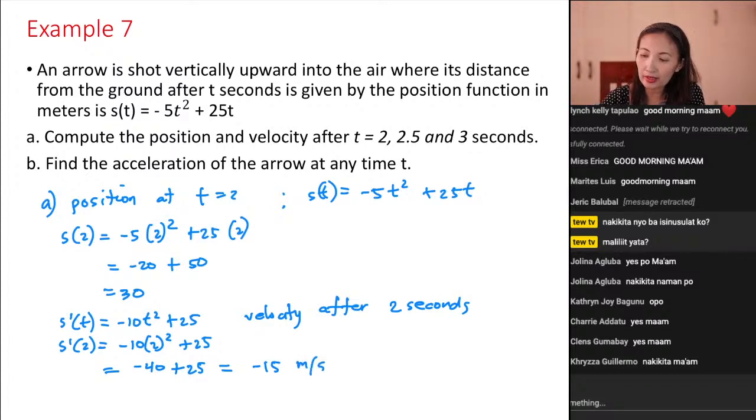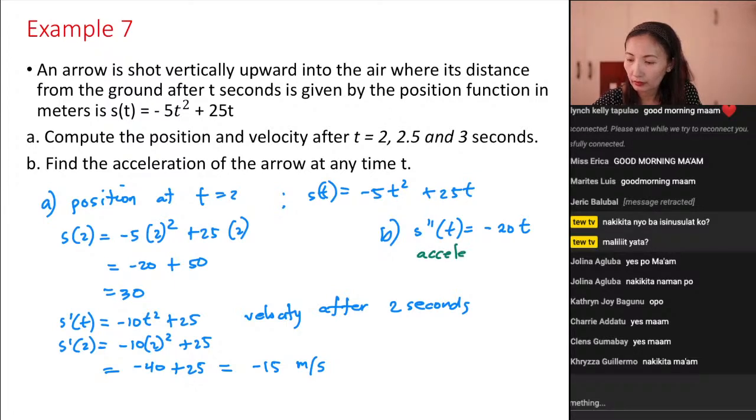And for letter B, acceleration. For letter B, acceleration is simply the second derivative. So B will be s double prime of t, which is equal to, differentiating from here, negative 10. At any time t, this will be the acceleration.